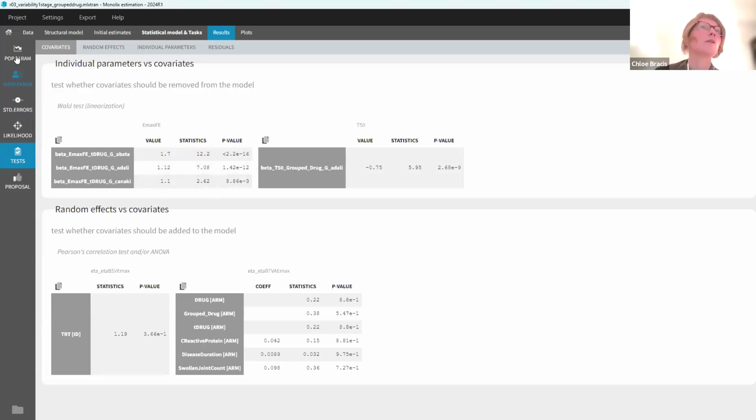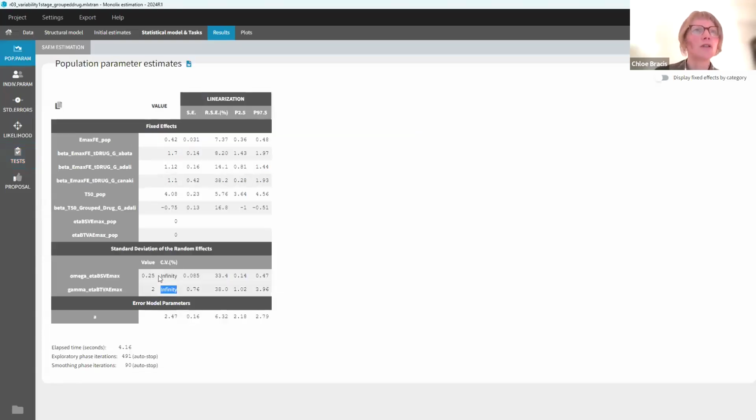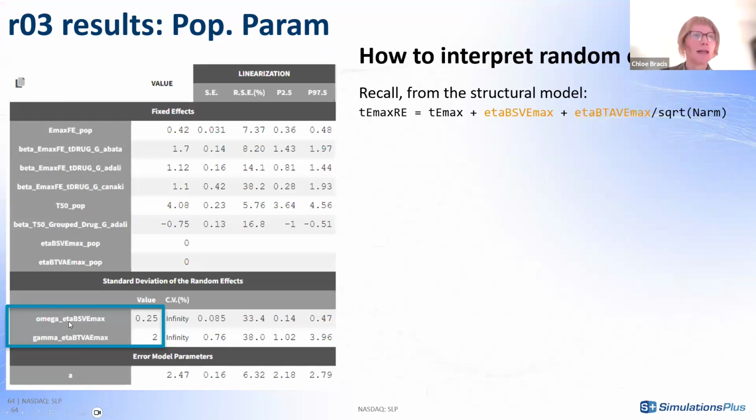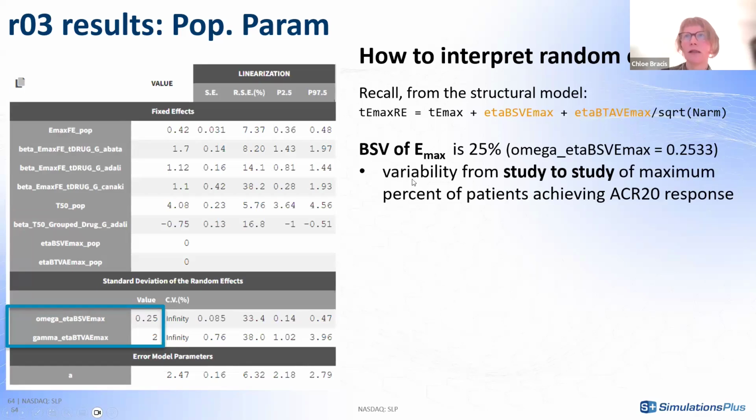covariates in the model. So the question is how would I interpret these random effects? Let's go back and look at the slides for that. Here are my random effects: I have my between study variability and my between treatment arm variability. Recall from the structural model that we added both of these to the fixed effect for Emax, but this one is weighted. So in the first case, the between study variability is simple.